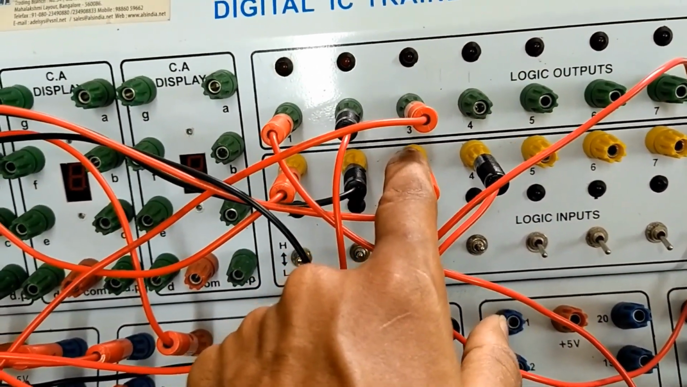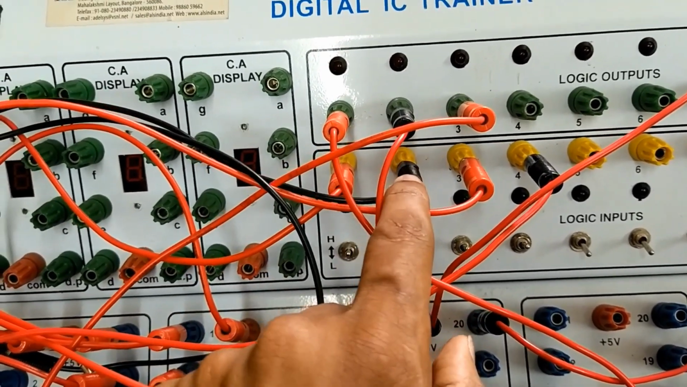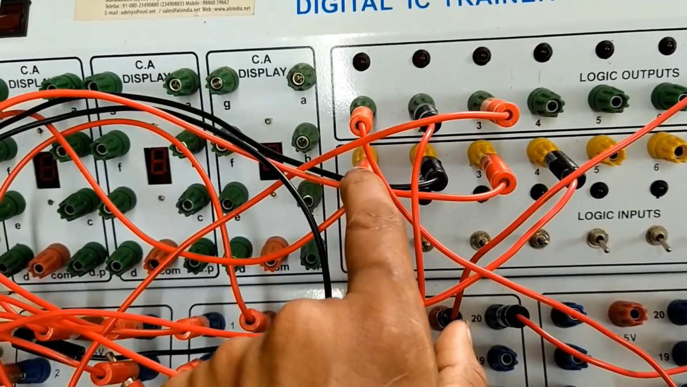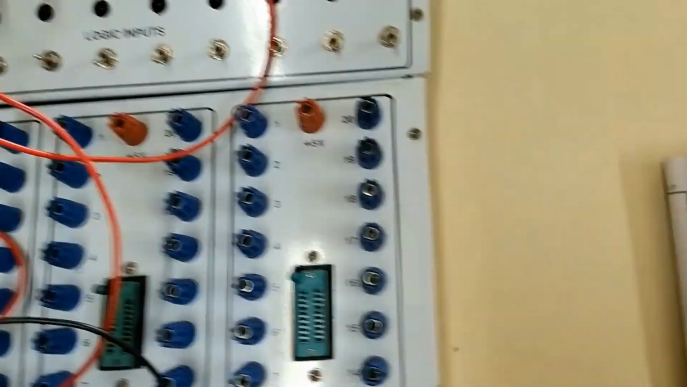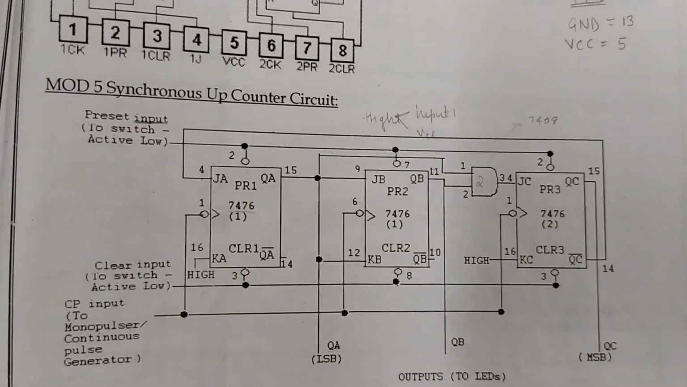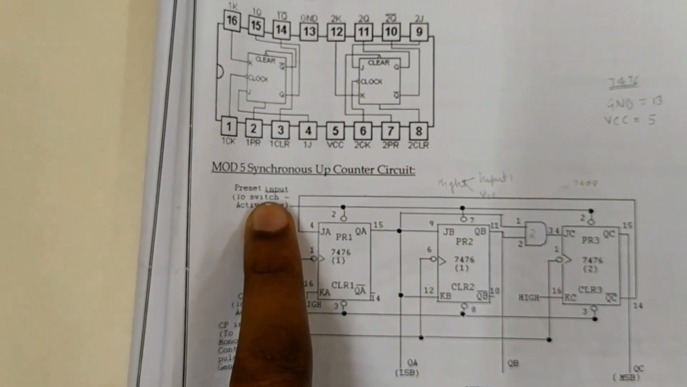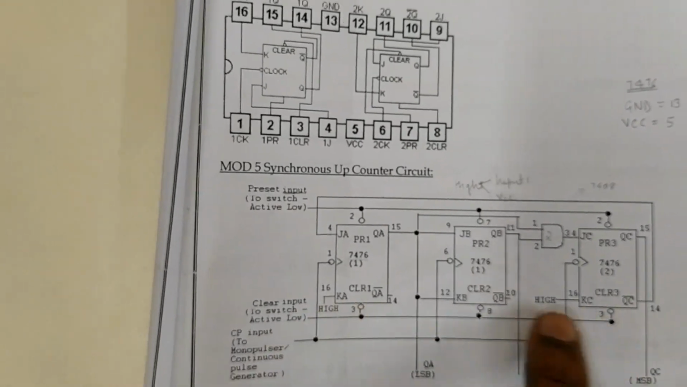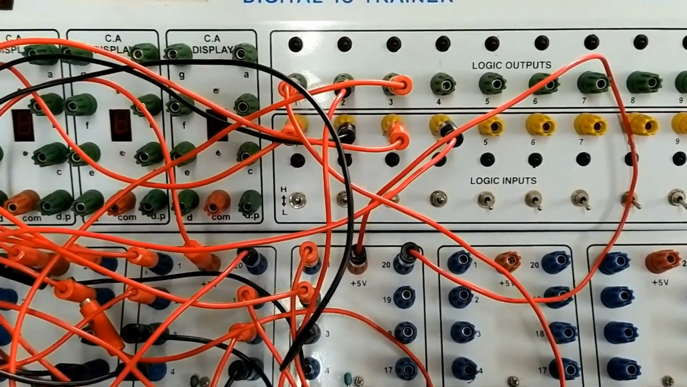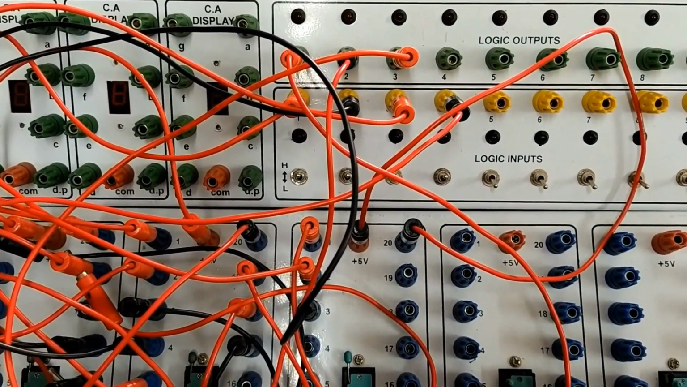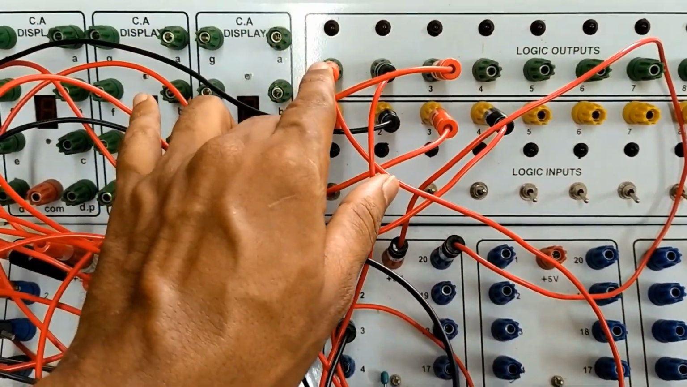In addition to clear and preset, this is your KA and this is your KC. So KA, KC, preset and clear: all of them should be high, as per the circuit diagram. If you check the circuit diagram, here preset should be high, clear should be high, KA should be high and KC should be high. So the values of KA, KC, preset and clear are all kept high.